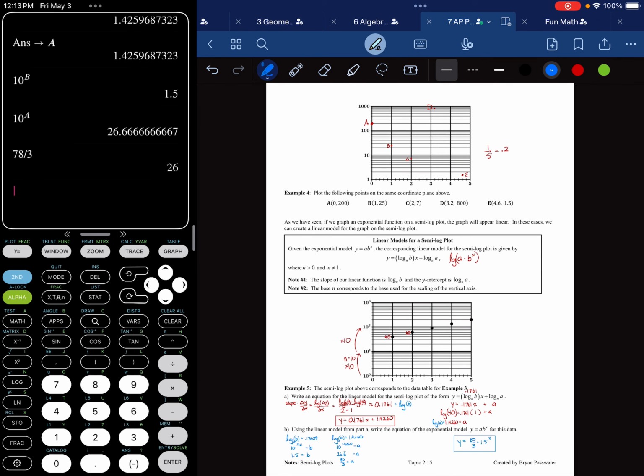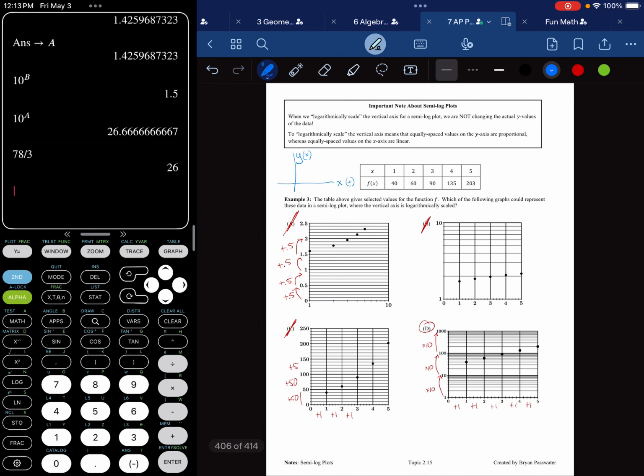All right, very cool. So that concludes our notes for AP Precalculus on semi-log plots for topic 2.15. Here's the third page, second page, and first page.